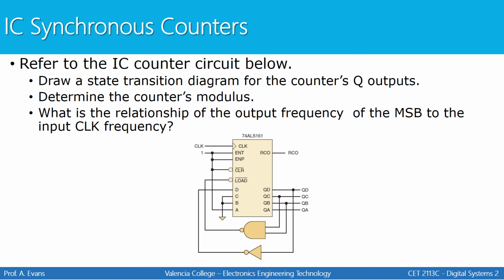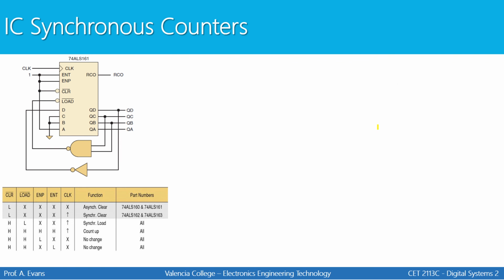Here's another example using the 161. We're going to refer to this IC counter below. We're going to draw the state transition diagram for the counter's outputs, and then we're going to determine the mod number, and then we're going to determine the relationship of output frequency of the most significant bit to the input clock frequency. So here's a reminder of your function table for this particular IC. The 161 is a mod 16 counter, so it will count up to a maximum of 15.